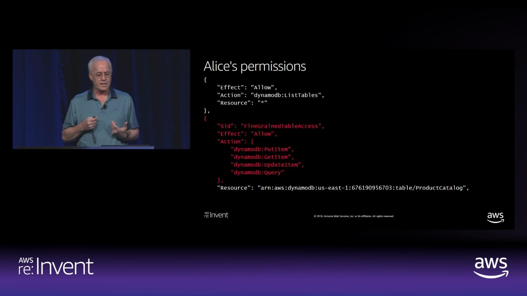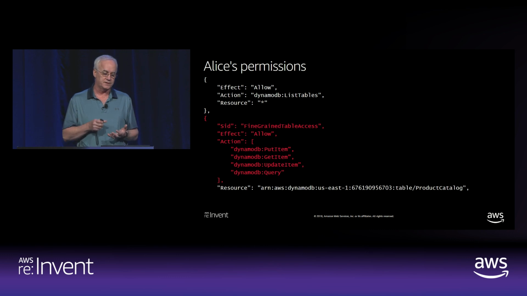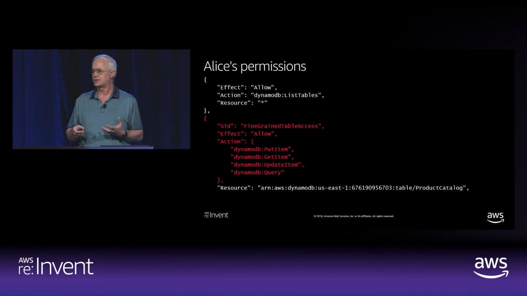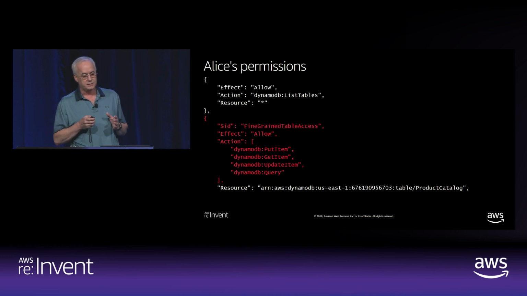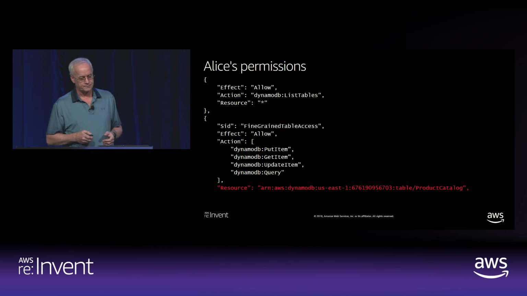Then we have a set of specific DynamoDB APIs for get item, put item and update item. These are the actions she needs to do her job managing books. The resource is limited to just the product catalog table, so she's not able to access any other table. With this permission, she's only able to access the product catalog table.